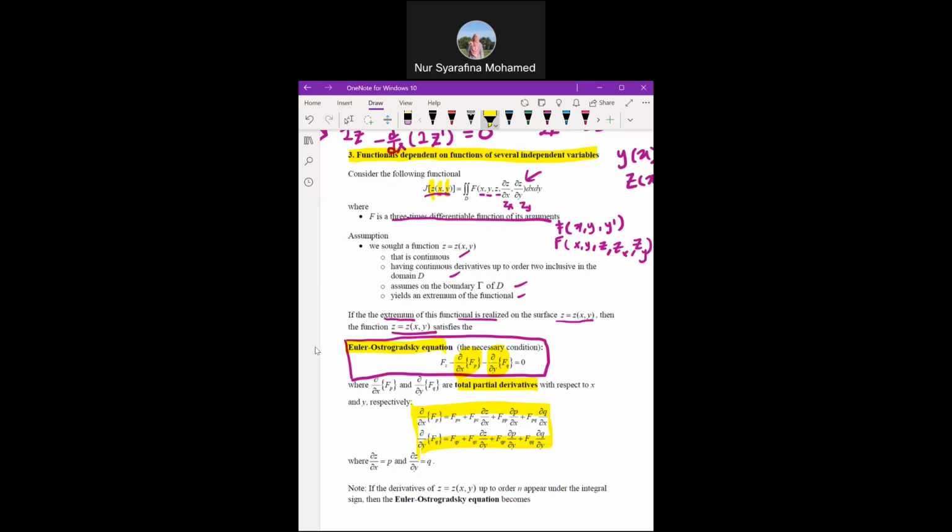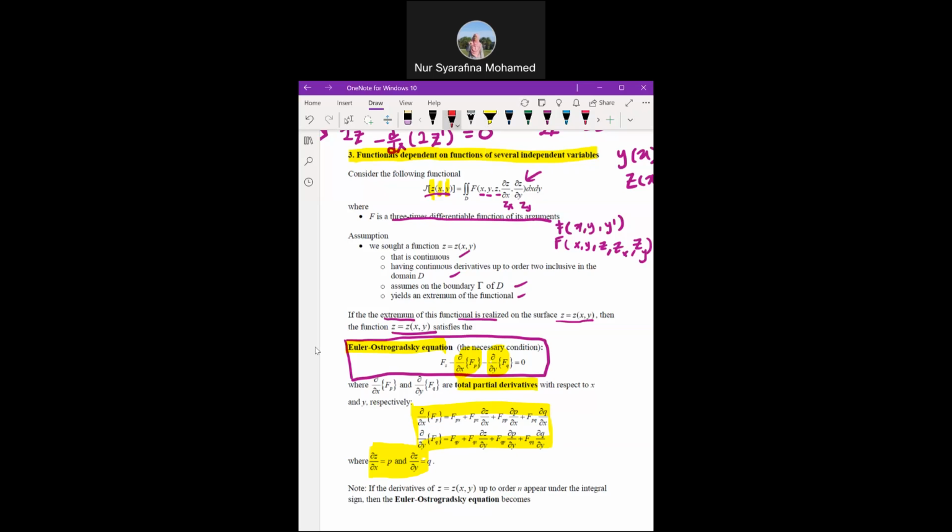As you can see, del fp del x and del fq del y are total partial derivatives with respect to x and y respectively, where del fp del y consists of fpx plus fpz del z del x plus fpp del p del x plus fpq del q del x. Where as you can see here, del z del x equals p and q. To simplify this, it's quite confusing here because it consists of a lot of variables.